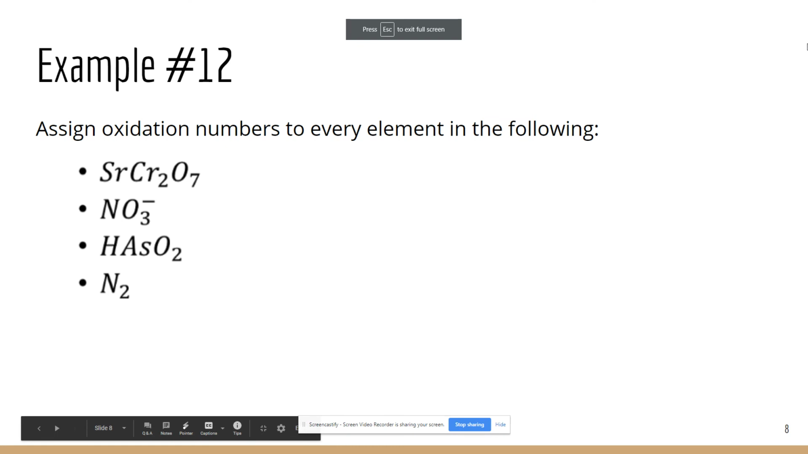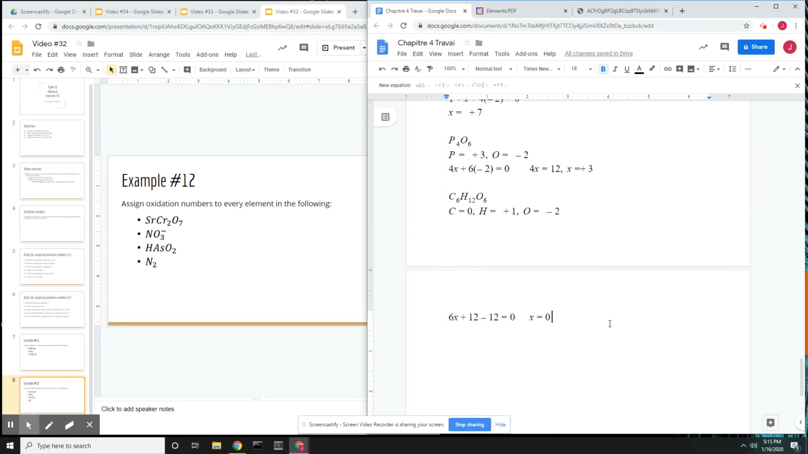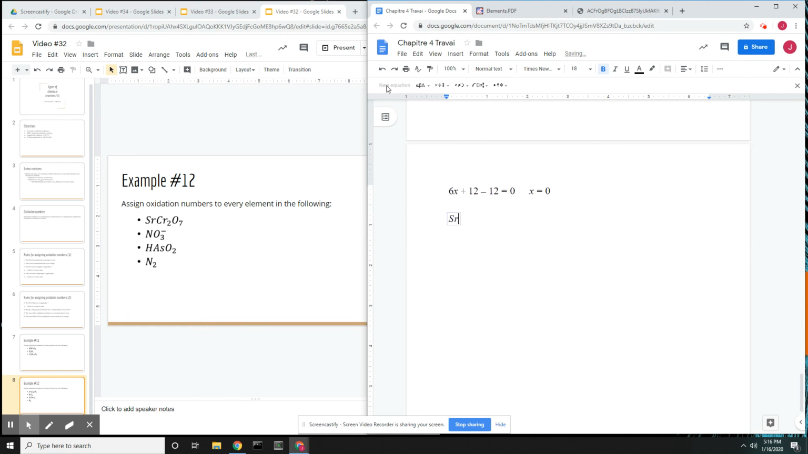Pause here. Same thing here, I'm just going to walk through it. Sr is group 2, so it's going to have a +2. I don't know what chromium is, so I'm just going to leave that blank. And then oxygen is equal to -2. And I got +6 for chromium.